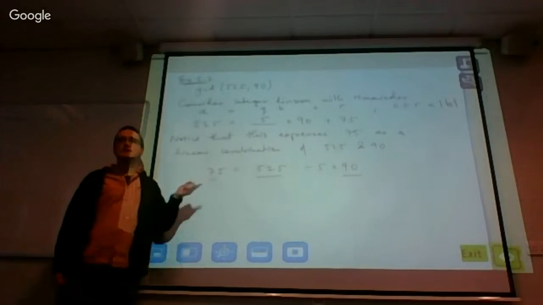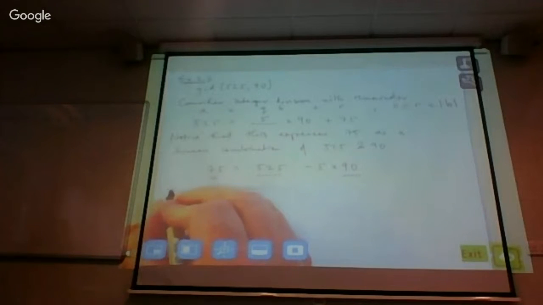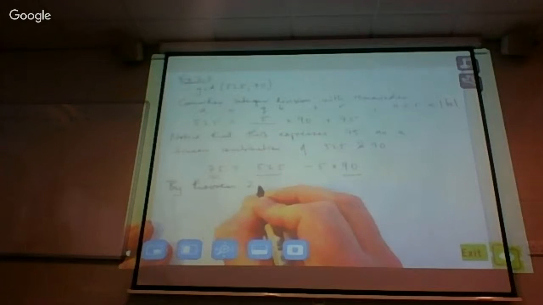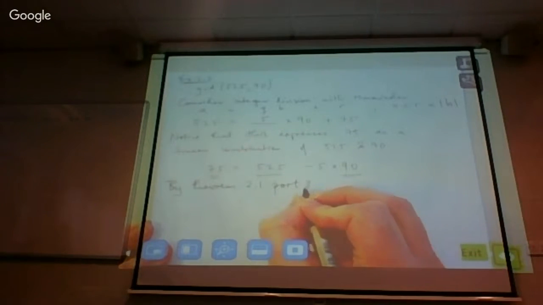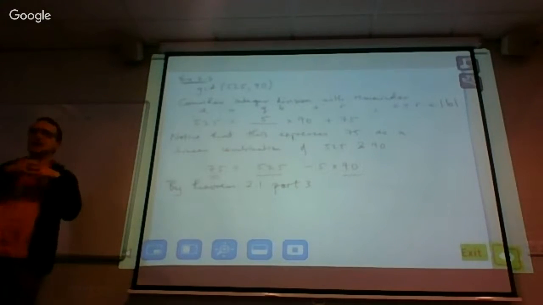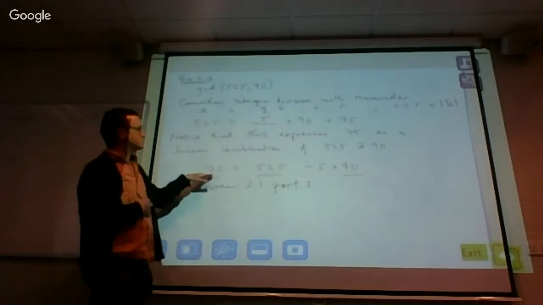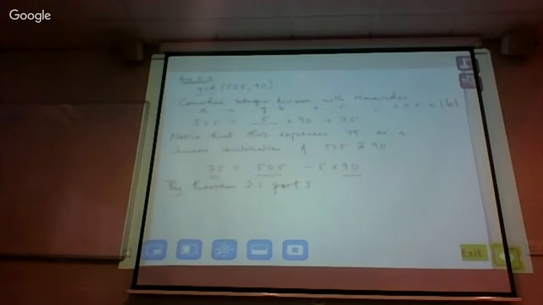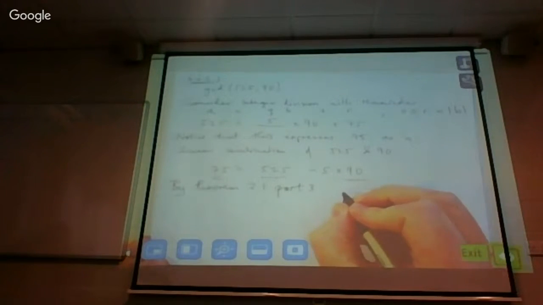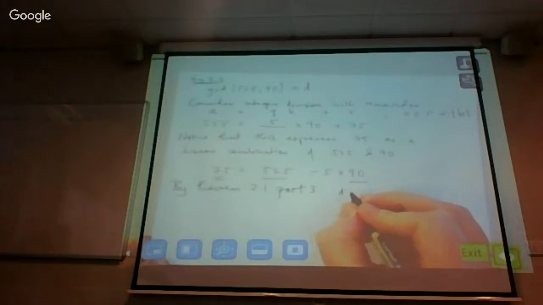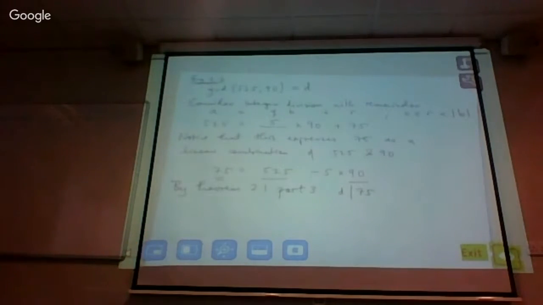This was by theorem 2.1, part 3. Any common divisor of a pair of numbers also divides any linear combination of the two. So here's 75 expressed as a linear combination of 525 and 90. So any common divisor of 525 and 90 will divide 75. So let's say we're looking for, let's call the greatest common divisor D. So now we know that D divides 75.